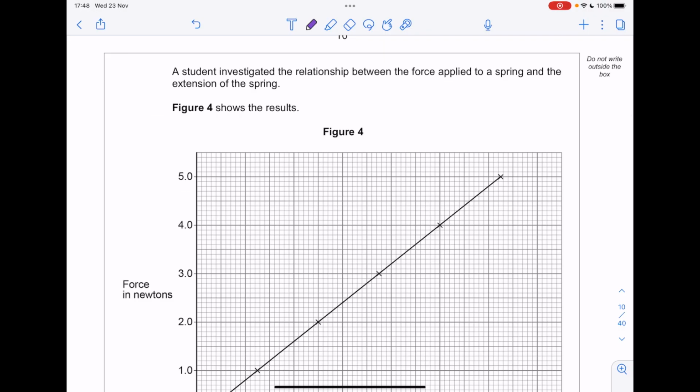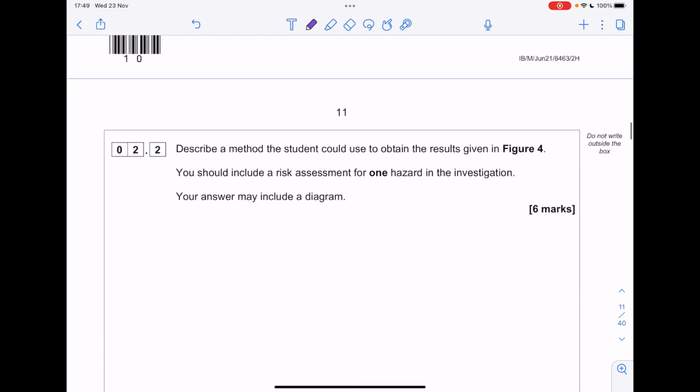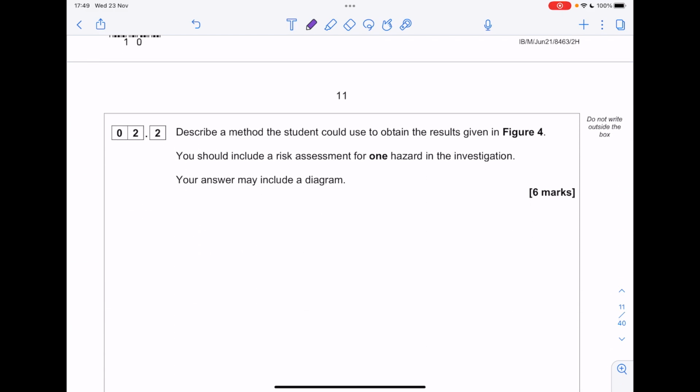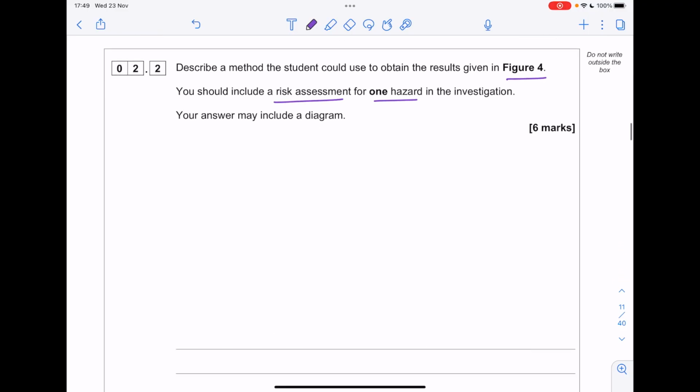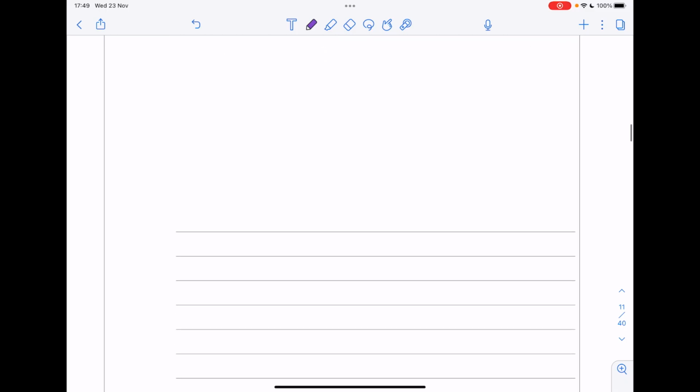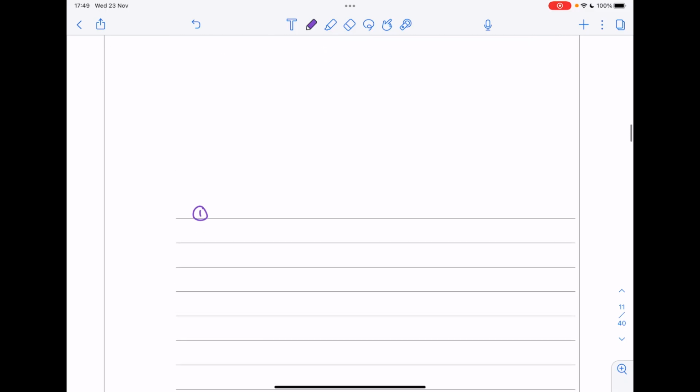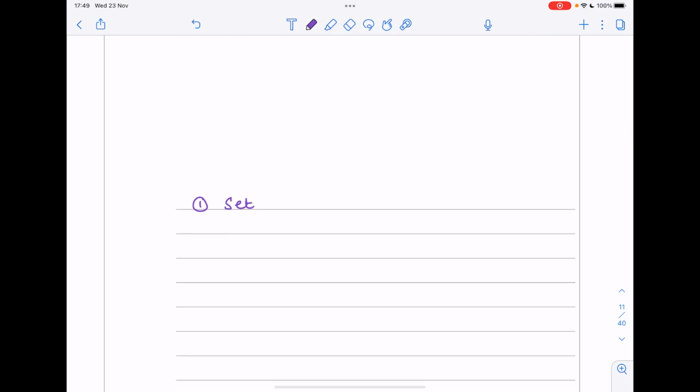A student investigated the relationship between the force applied to a spring and the extension of the spring. Describe a method the student could use to obtain the results shown in figure 4. You should include a risk assessment for one hazard. Your answer may include a diagram. I don't like drawing. I'm not going to draw. So number 1, set up a clamp with a clamp stand. After all, we'll need to hang the spring off something. Next up, hang the spring from the clamp.